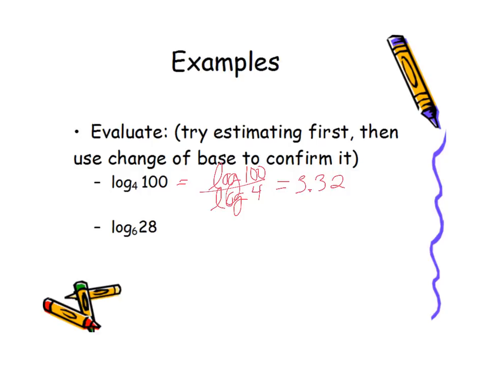Log base 6 of 28. Do mental math first. What would that be about? And then check it in your calculator. It should be less than 2 because 6 squared would be 36 and would already be too big. So let's see what we end up with. I got 1.86.